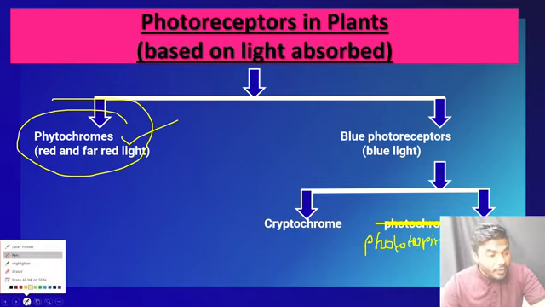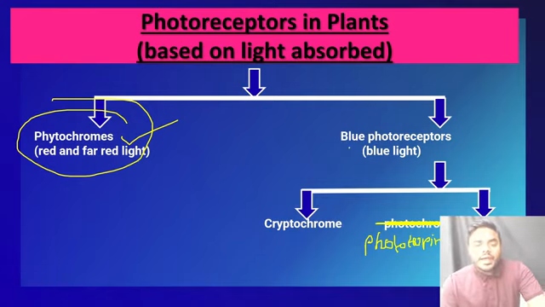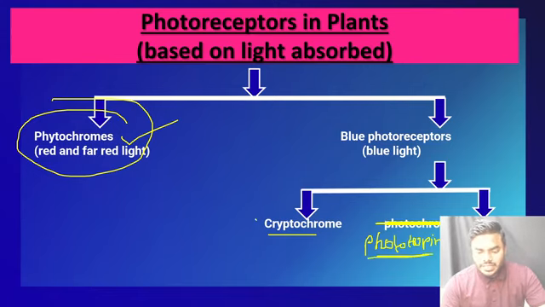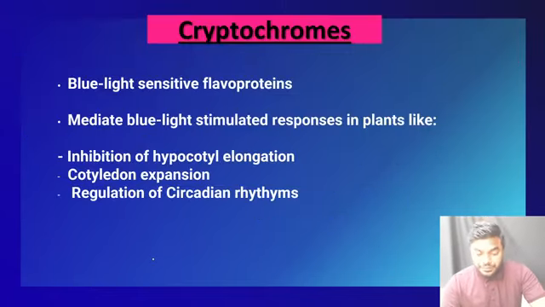I hope it's clear for everyone. Okay, now we have read about the phytochrome. Now we are going to read about the two others, called cryptochrome, followed by the phototropins. These two we have to read now.